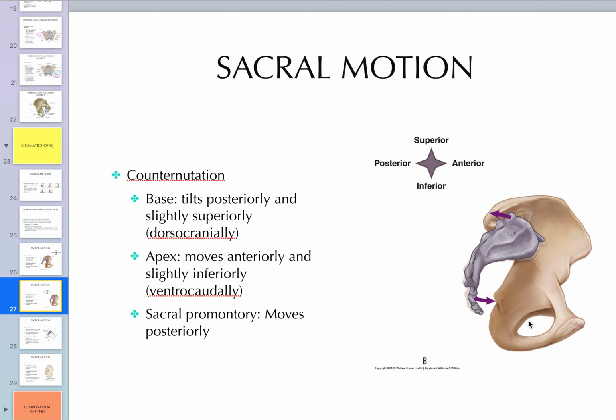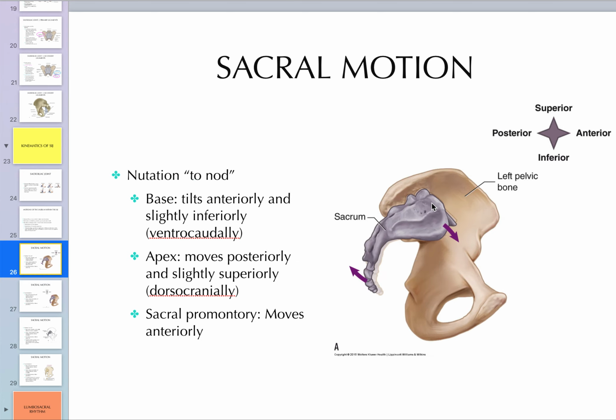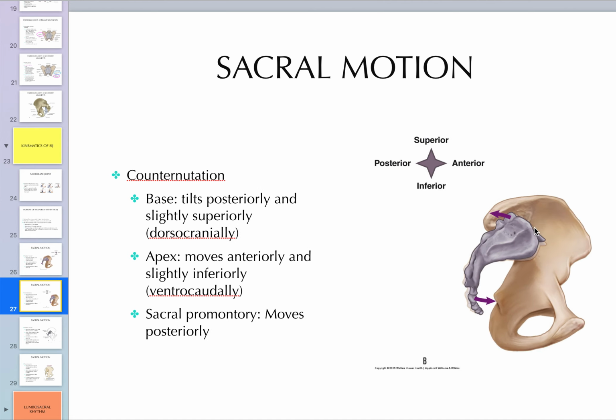Counter nutation will be the opposite. Counter nutation will be the base tilting posteriorly and the apex moving anteriorly and slightly inferior, right? The sacral promontory will be moving posterior. So once again, nutation means to nod. The sacral base will be going anteriorly. Counter nutation is the sacral base moving posteriorly on the ilium.